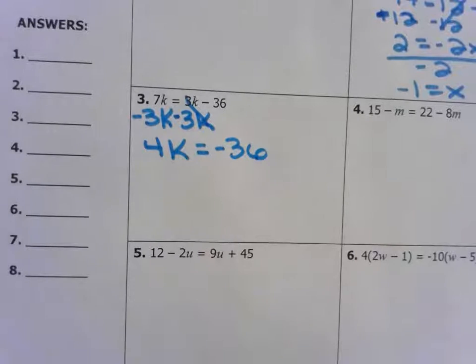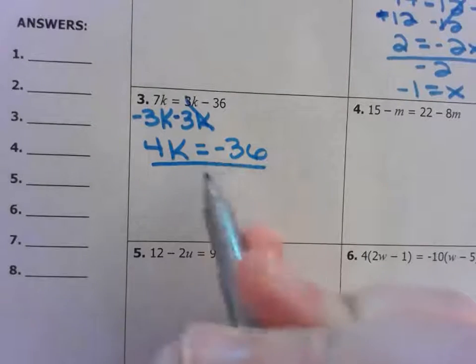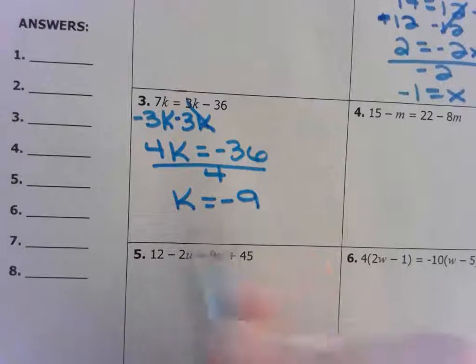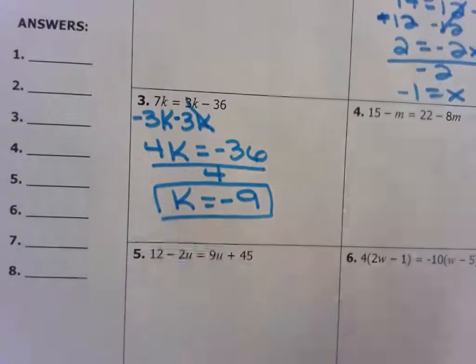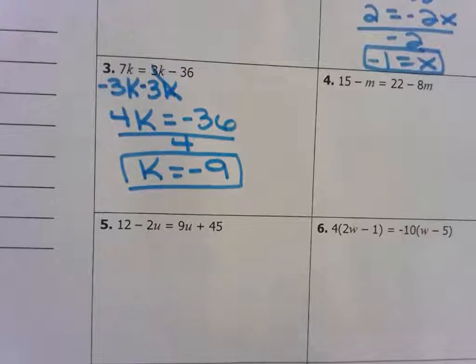I know for some of you, going from left to right is hard, but it will help you keep track of stuff. Just like you read left to right. 4k equals negative 36. Easy equation. Divide by 4. k equals negative 9. Good. So once you move things around, then you have a simple equation we know how to do.